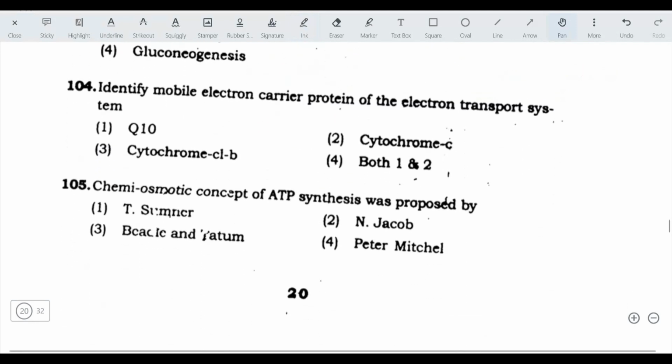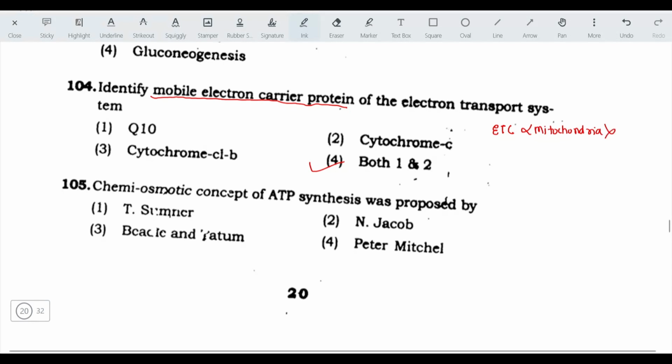Next question, identify an electron carrier protein of the electron transport system. The answer here is option 4, cytochrome C and cytochrome C1. So these are part of the electron transport chain, ETC, which takes place in the mitochondria, and both are involved in the electron transport.